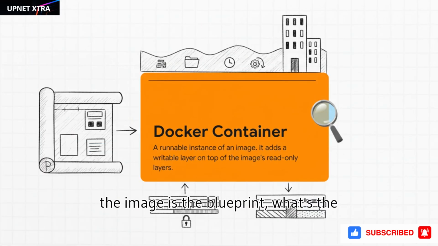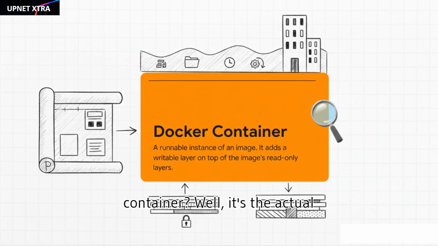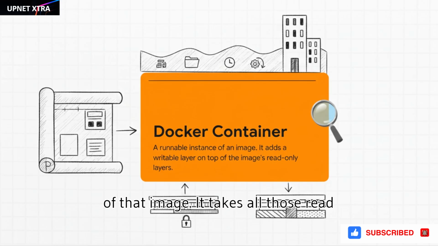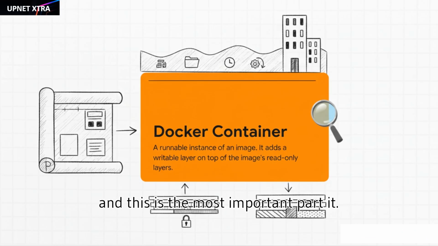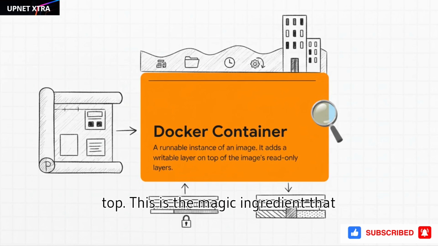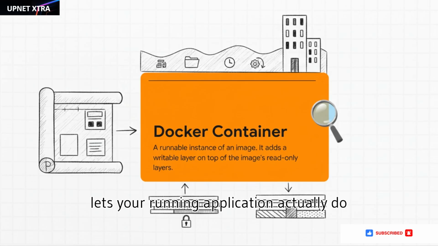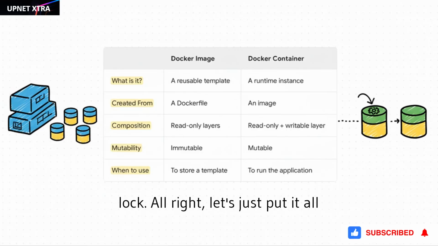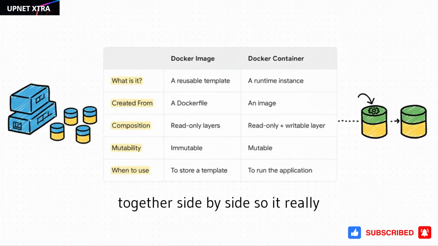So if the image is the blueprint, what's the container? Well, it's the actual building. It's the live running version of that image. It takes all those read-only layers from the blueprint, and then, and this is the most important part, it adds a brand new writable layer right on top. This is the magic ingredient that lets your running application actually do things, like create files or write to a log.